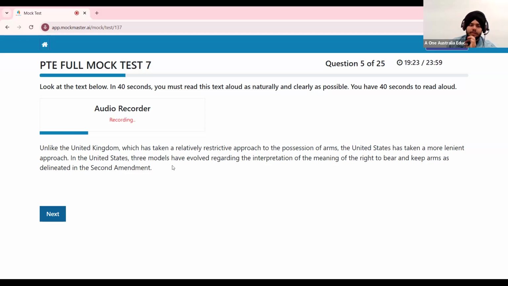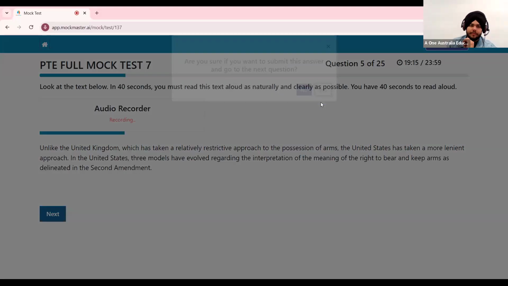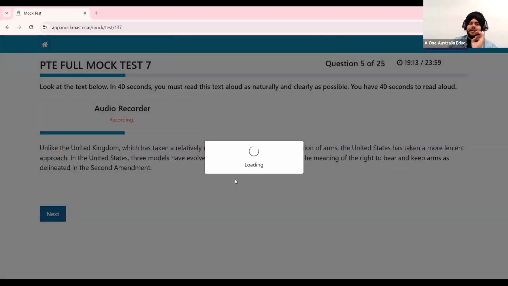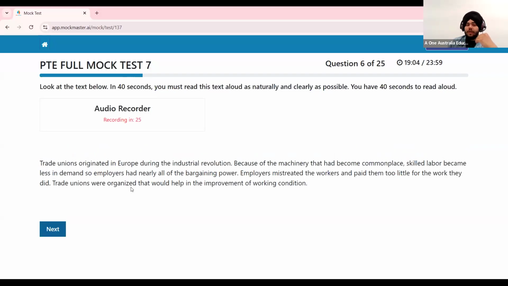In the United States, three models have evolved regarding the interpretation of the meaning of the right to bear and keep arms as delineated in the Second Amendment. Delineated, I said delineated. Okay. Even if I say one word wrong, that will not affect my score. Simple as that. The main thing is, even if you fumble, do not stop. Okay, just keep on speaking.